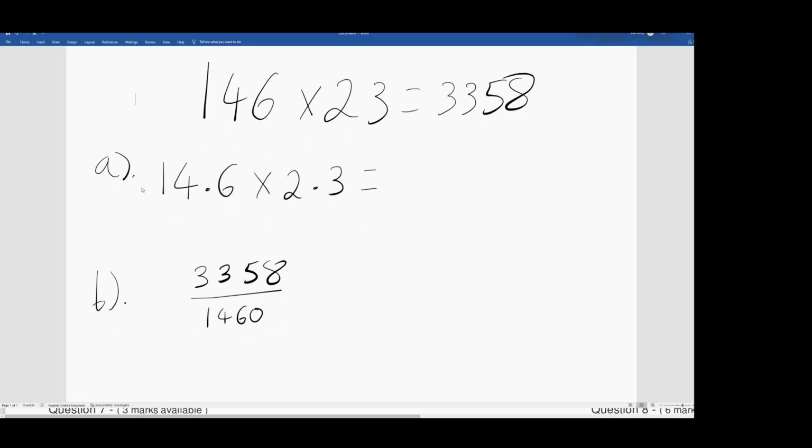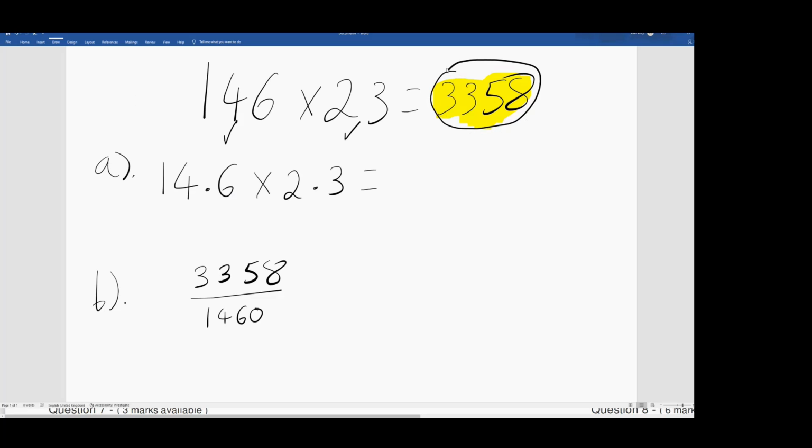Okay. So firstly, 14.6 times 2.3. I want to write down what that's got to be. Now it needs to use these digits here. It needs to use exactly the same digits because we've got 146 times 23 is 3358. So we have used in the question the 1, 4, and the 6, and the 2 and the 3. So it needs to have exactly the same digits as the right-hand side.